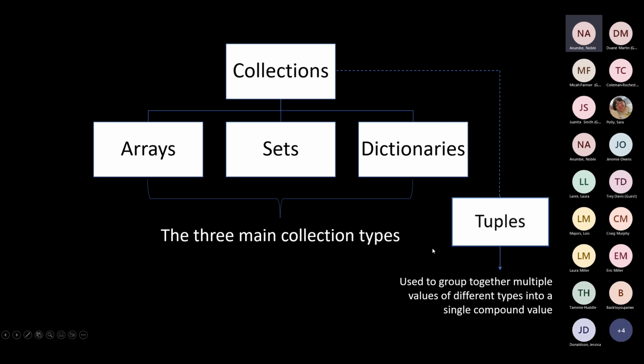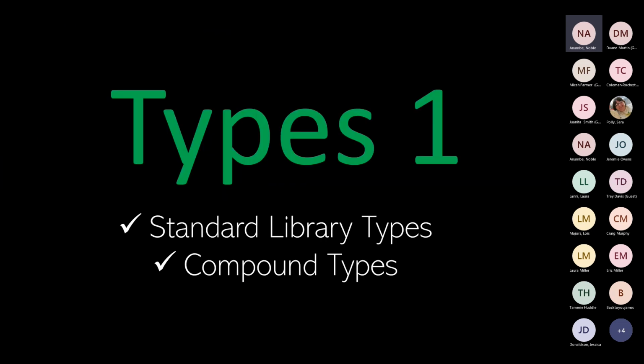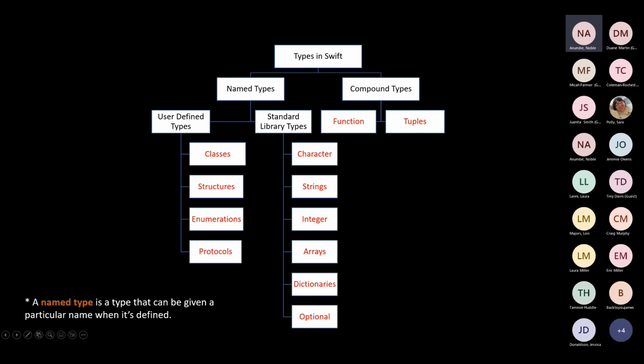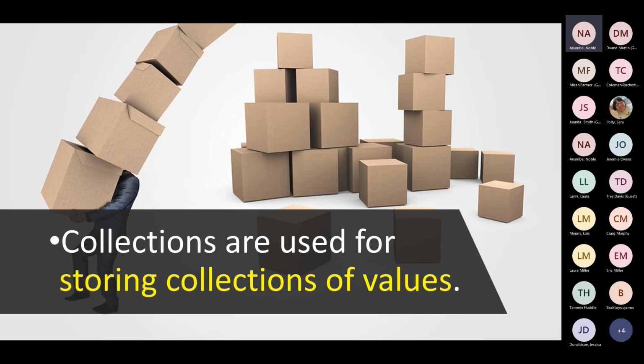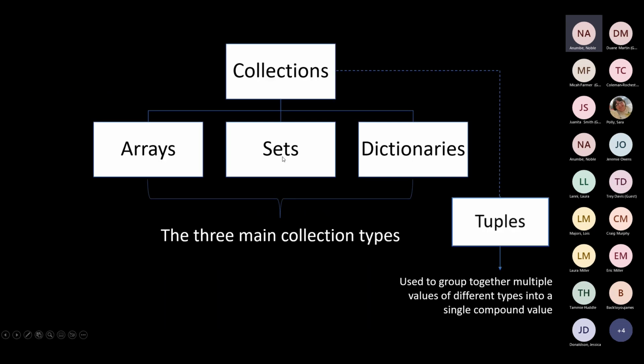Because if you go up to the types, one of the things you're going to see is where we talked about tuples as being compound types. So they serve a larger purpose, as it were. Even though they are collections, they are used to group together multiple values of different types into a single compound type. So literally, when you have a tuple, you can have different combinations of types. Like you can have a dictionary inside a tuple. You can have an array inside a tuple.